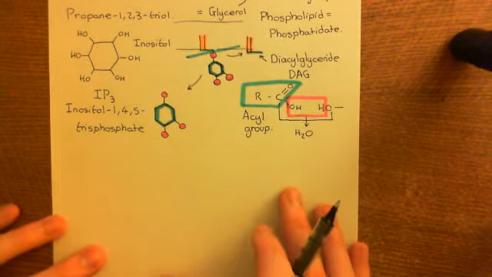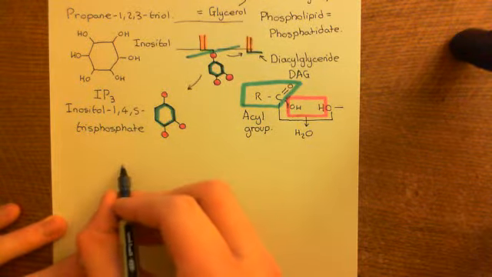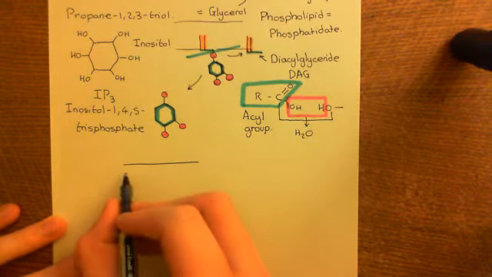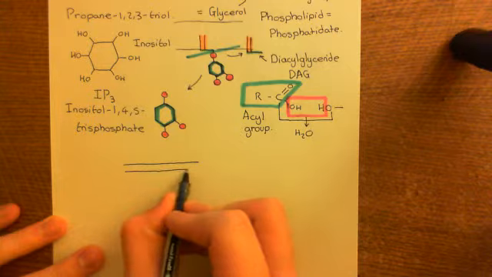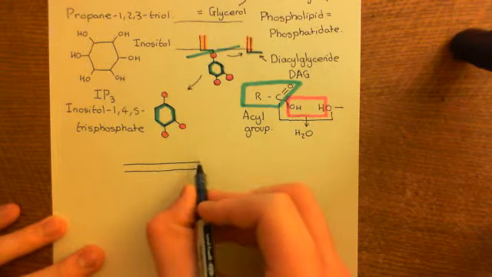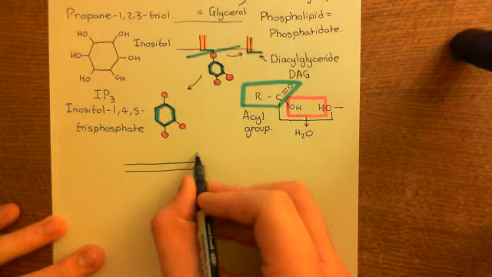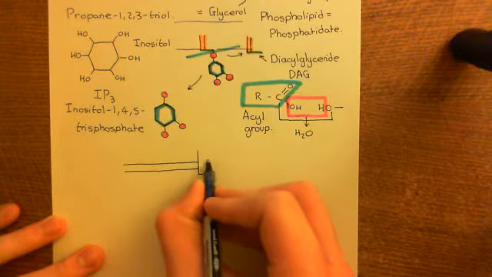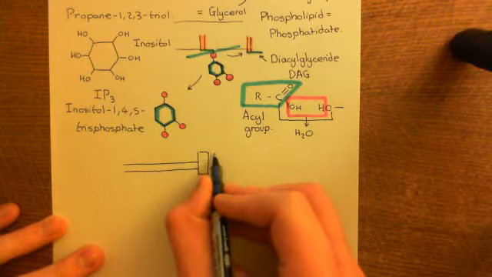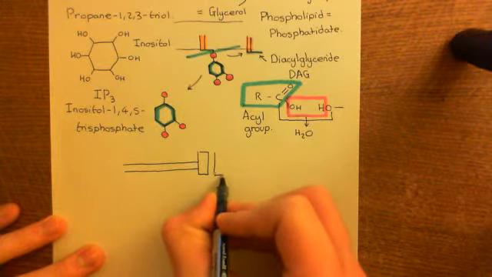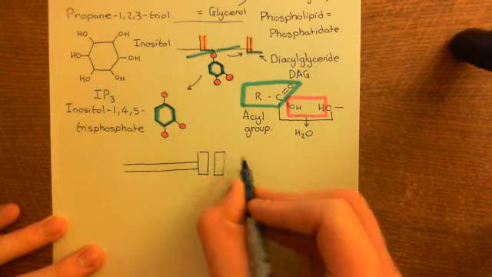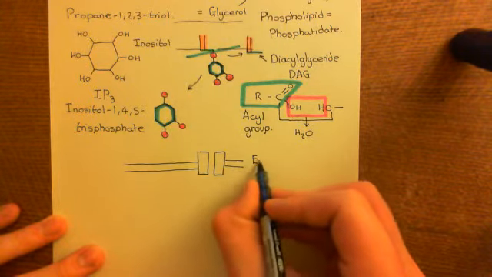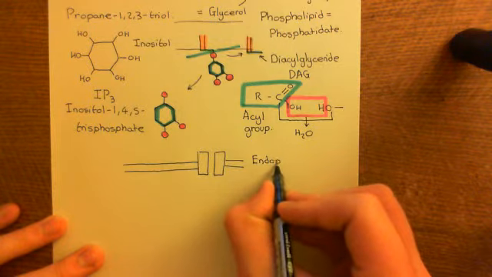Okay, so what does IP3 now do? Because it's been released into the cytoplasm of the cell. Well, basically, it's going to come and act on receptors which are in the membrane of an intracellular organelle, which specifically is the endoplasmic reticulum. Within cells, you have an organelle known as the endoplasmic reticulum, which is called the ER for short. So this is the endoplasmic reticulum.